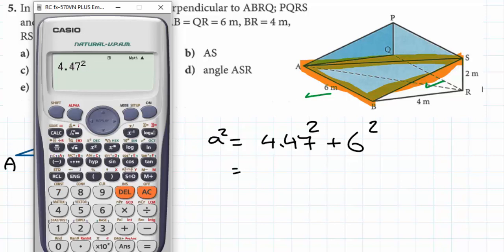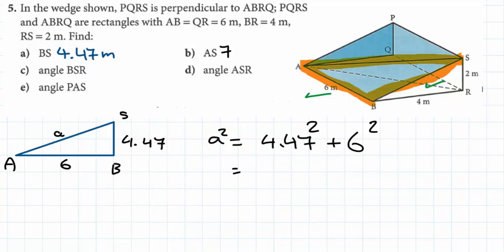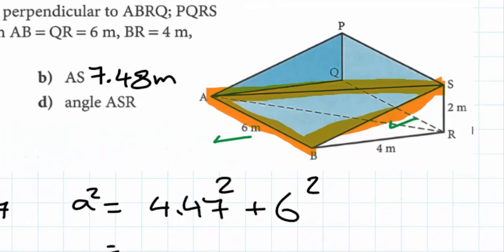4.47 to the power 2 plus 6 to the power 2 is equal to 59.98, but this is the result of a square. What about AS? We have to take the square root of this answer. 7.48 is the length of AS. Done. So AS is 7.48.